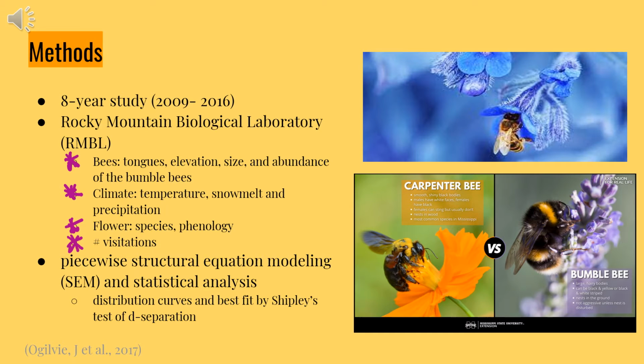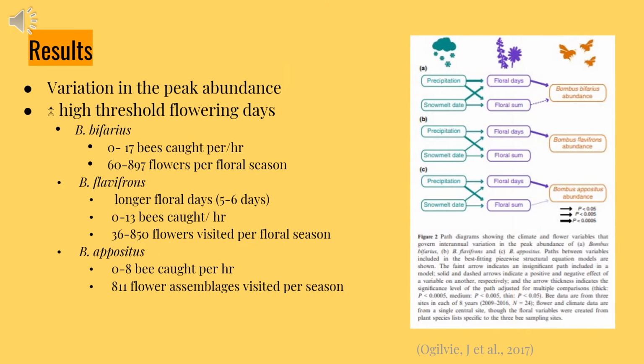The number of visitations of different flower species were recorded at different elevation sites. Piecewise structural equation modeling, or SEM, was used to perform statistical analysis where the distribution curves were fit best by Shipley's test of d-separation. There is a variation in the peak abundance of the 3 species with an increase of visiting flowers during high threshold flowering days, which is about 14 to 30 days of the flowering season.